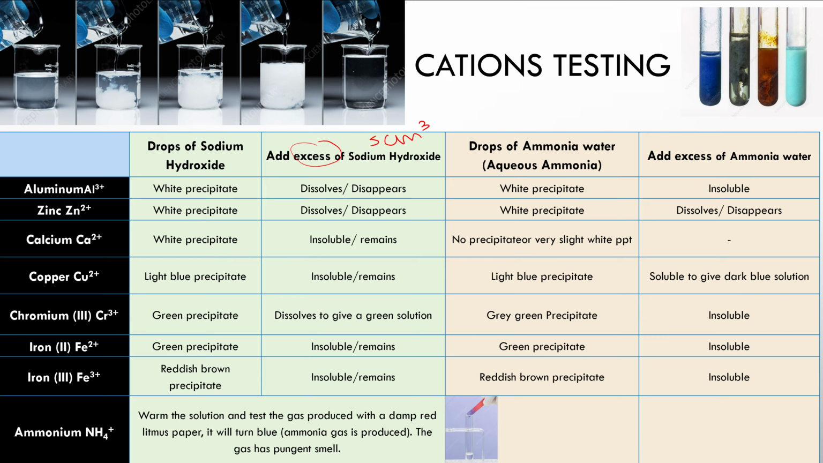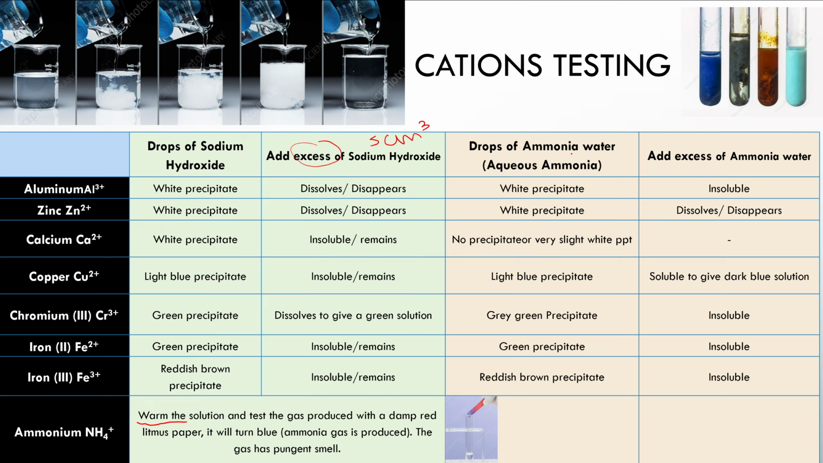Ammonium ion is the last thing. When you add drops of sodium hydroxide or excess sodium hydroxide, you will see no change at all. How am I going to see a change? By warming. When you warm the solution, bubbles of a gas are produced and the gas will turn damp red litmus blue because the gas produced is ammonia gas.